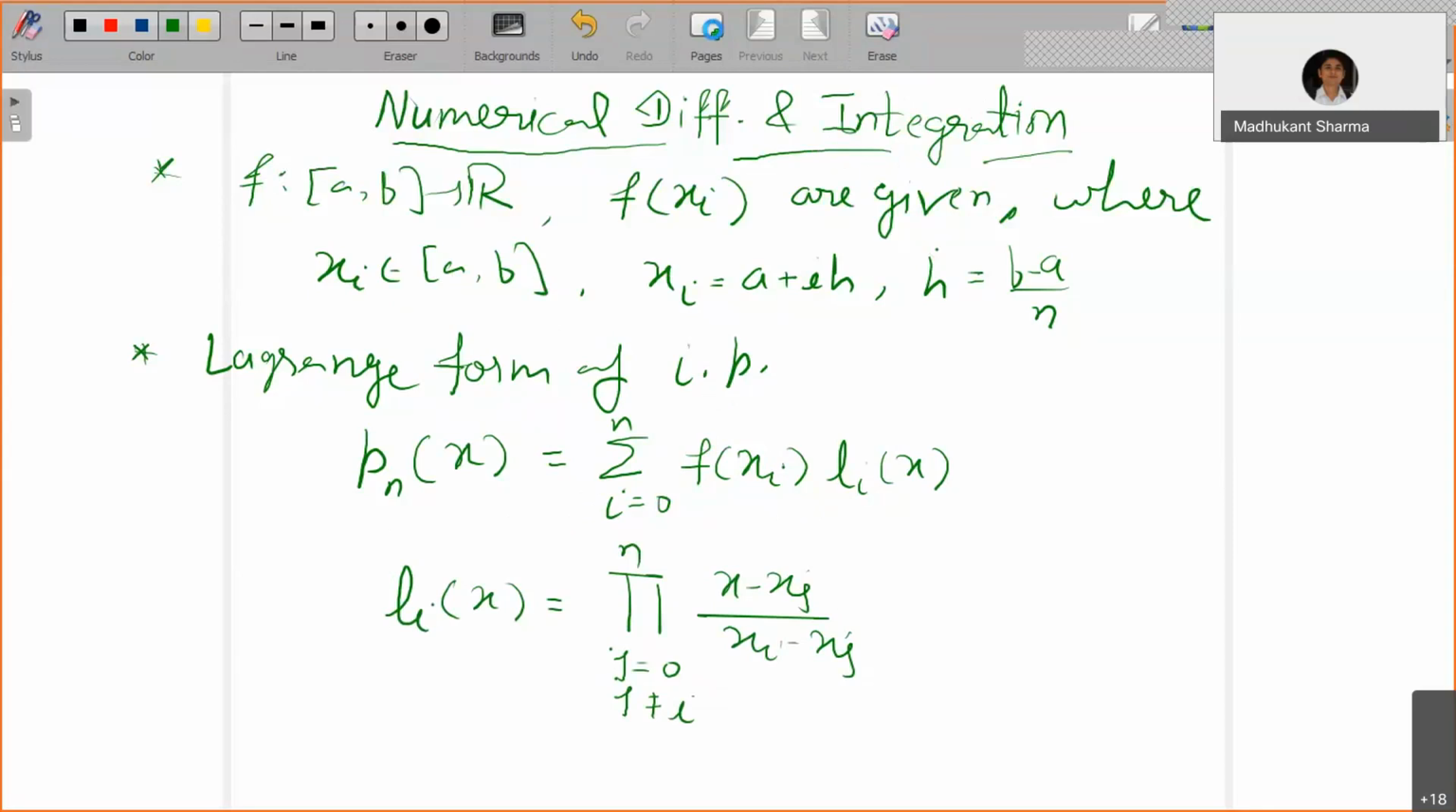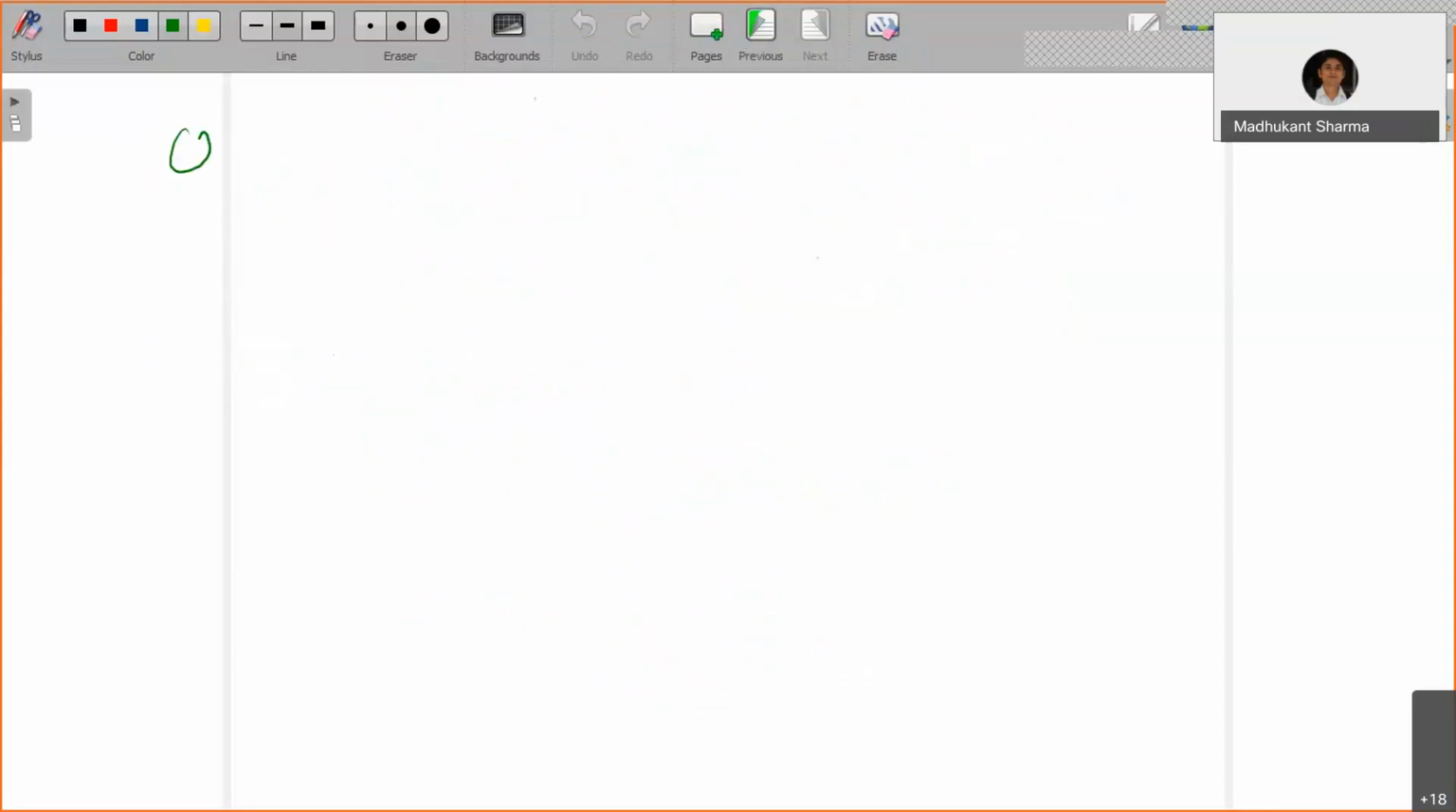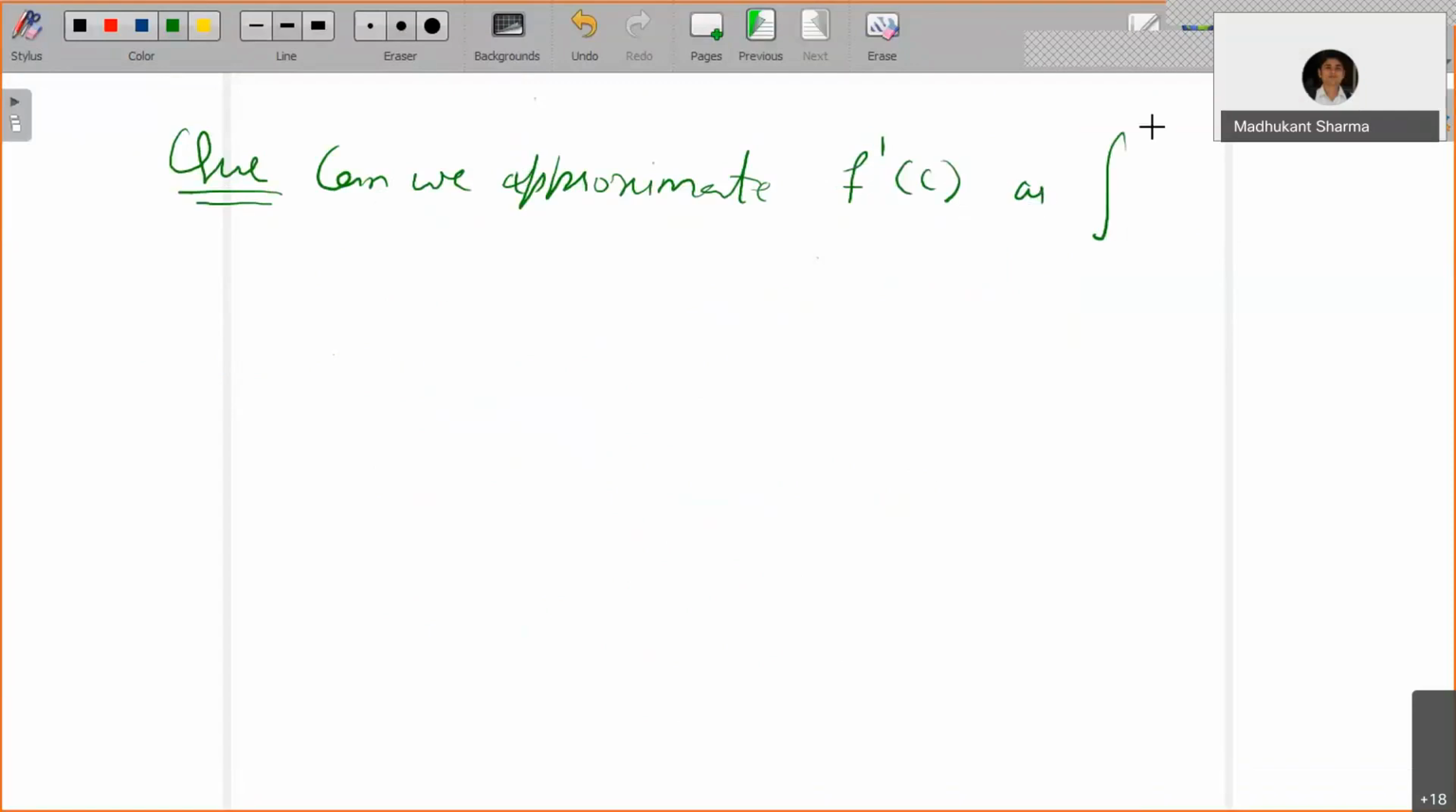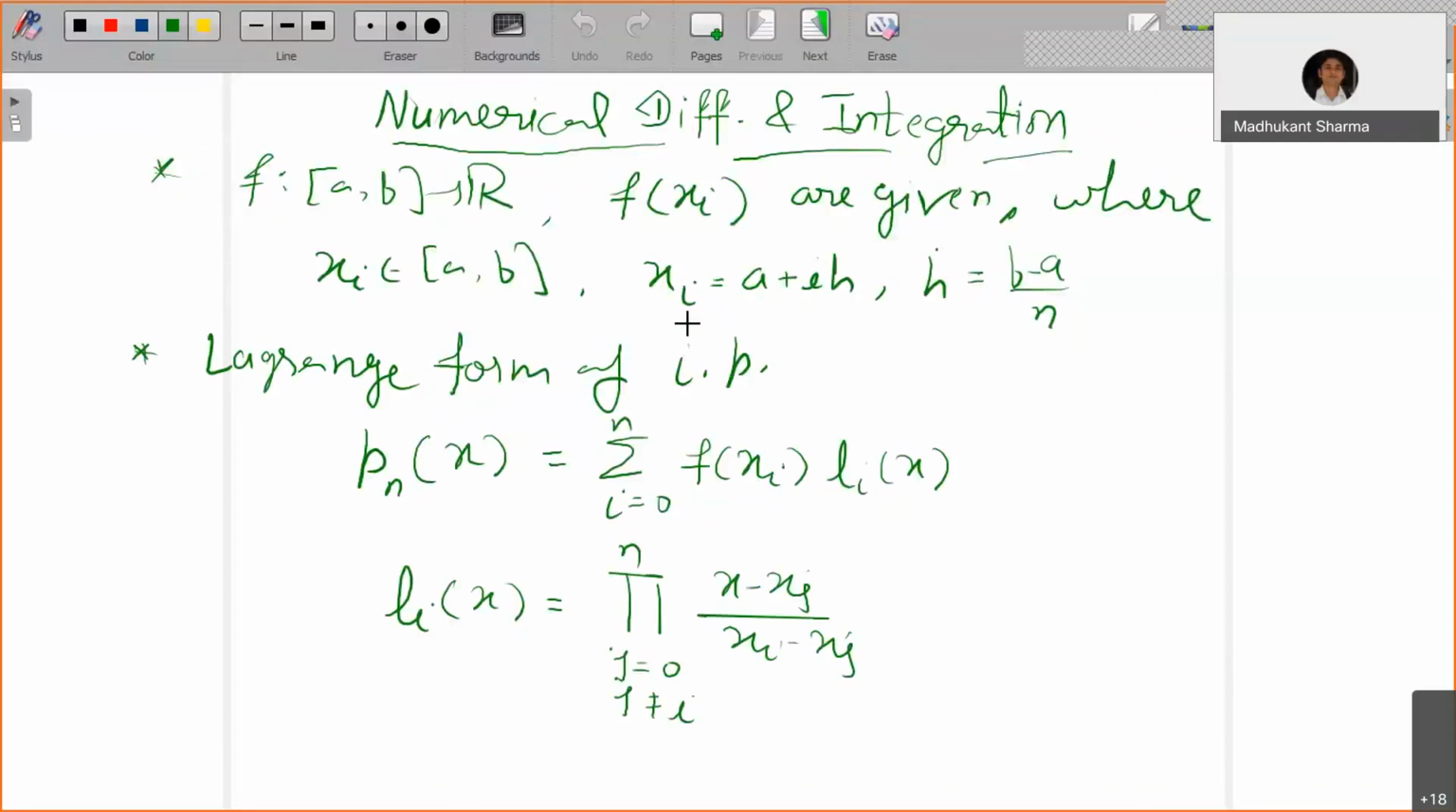So now the question is, can we approximate f dash of c or the integration from a to b of f of x dx by using the interpolating polynomial? The answer is obvious. This is a polynomial representation of the given function f, right?